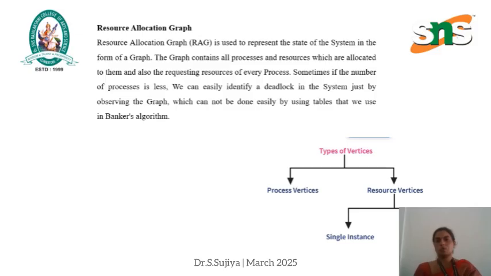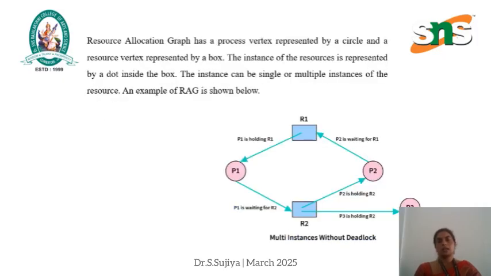So these are the types of vertices. One is the process vertex and the next is the resource vertex. The resource vertex is further divided into single instances and multiple instances. In a resource allocation graph, a process vertex is represented by a circle and a resource vertex is represented by a box. The instance of the resource is represented by a dot inside the box. This instance can be a single instance or multiple instances of the resource.